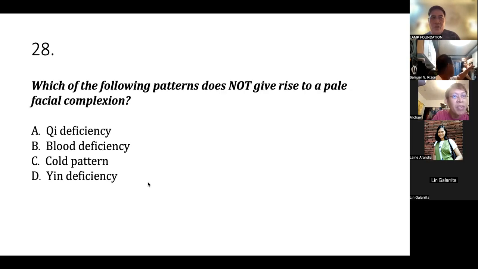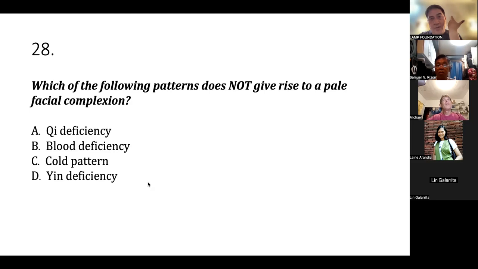Okay. 28. Which of the following pattern does not give rise to a failed facial complexion? Letter D, yin deficiency does not give rise to failed facial complexion. Kasi yung Chi deficiency, blood deficiency, called pattern, hindi siya related.